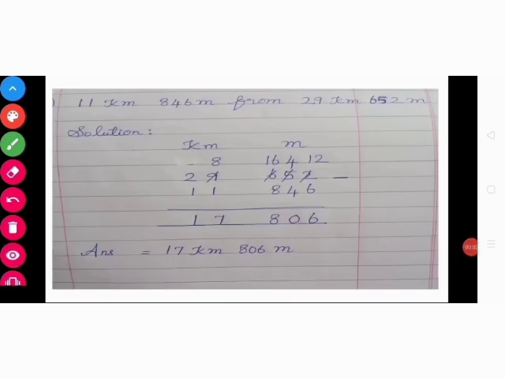Next example, 11 kilometer 846 meter from 29 kilometer 652 meter. Look at the sum. First you want to write the bigger unit, kilometer. After that the smaller unit is meter. So 29 kilometer 652 meter minus 11 kilometer 846 meter. Do the subtraction carefully, children, and then check your answer. 17 kilometer 806 meter.